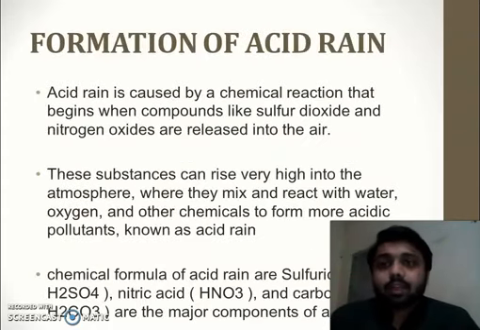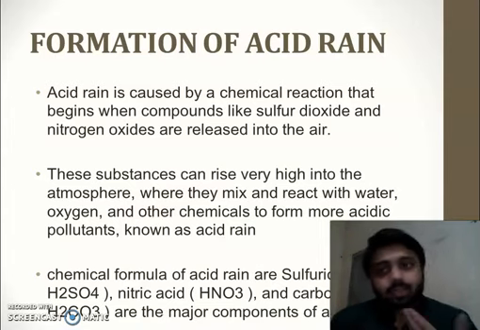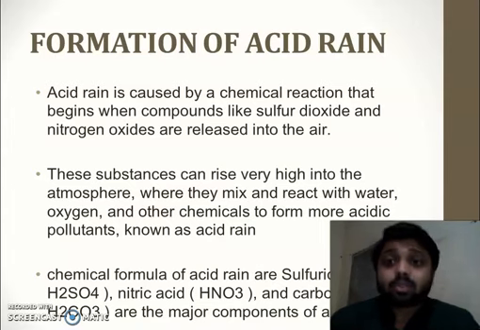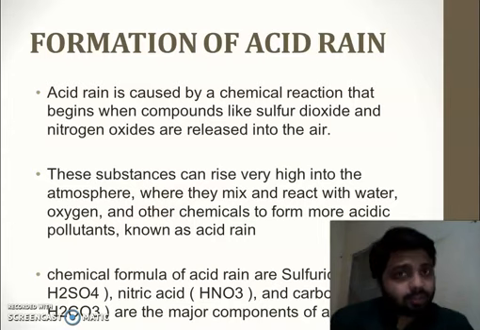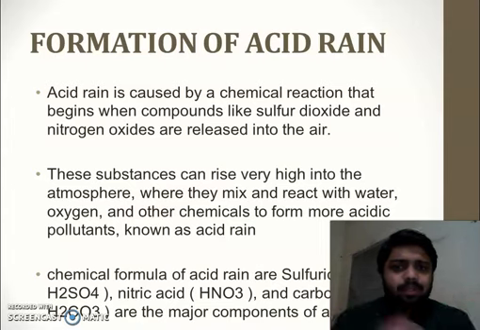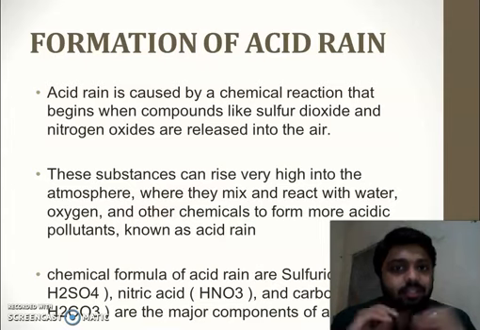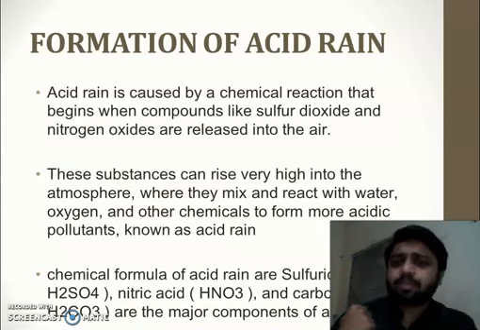Moving further, the formation of acid rain. How does acid rain form? First, we can understand the sources, natural and man-made. Man-made sources are more impactful, and in man-made sources basically the burning of fossil fuel is there. Acid rain is caused by a chemical reaction that begins with compounds like sulfur dioxide and nitrous oxide released into the air. Simple: the chemical reaction from sulfur dioxide and nitrous oxide that we send directly into the air after burning fossil fuels, or from some natural sources also.